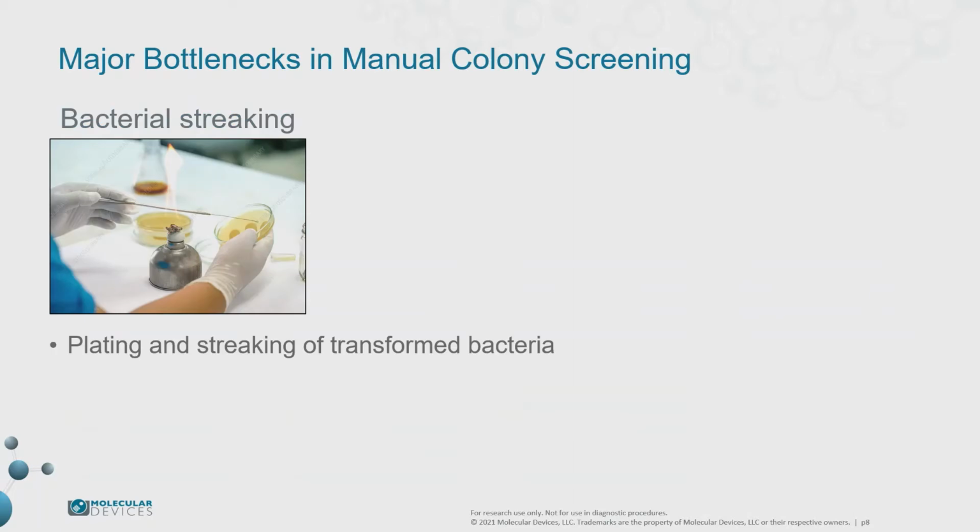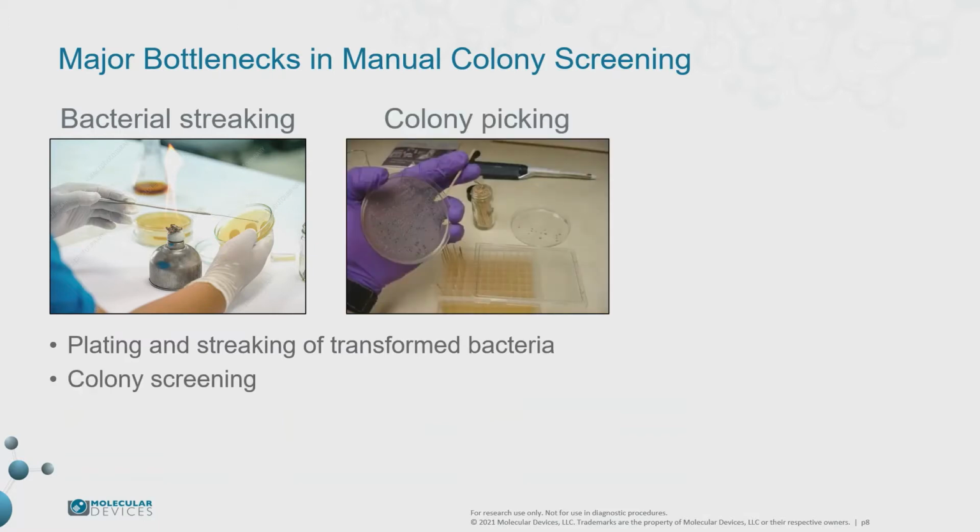Plating and streaking of transformed bacteria is a very important step in the molecular cloning process because if done correctly, it will result in discrete colonies for picking. This is a very time-consuming process, and even with the best techniques employed, you can still end up with uneven streaking and overgrowth, thus making this manual process inefficient as well.